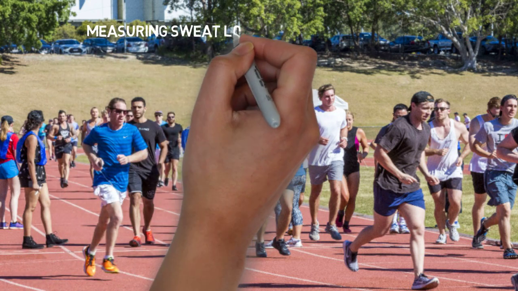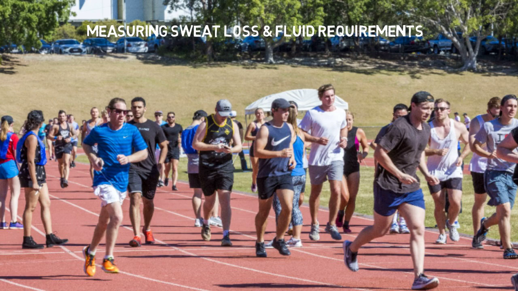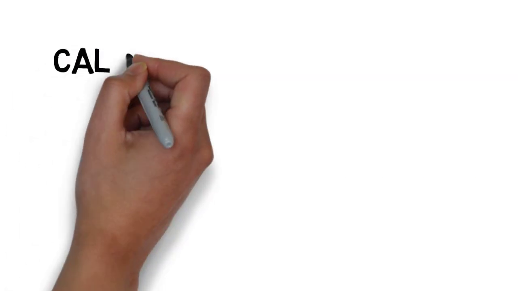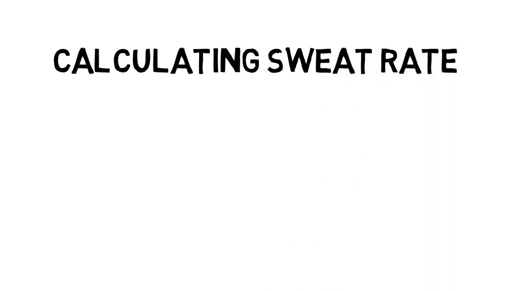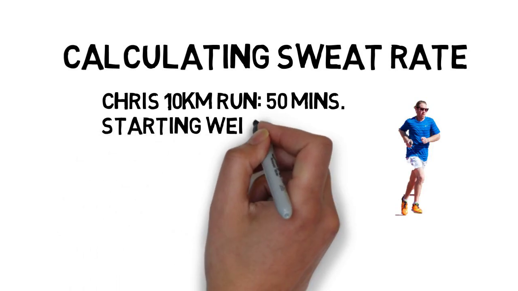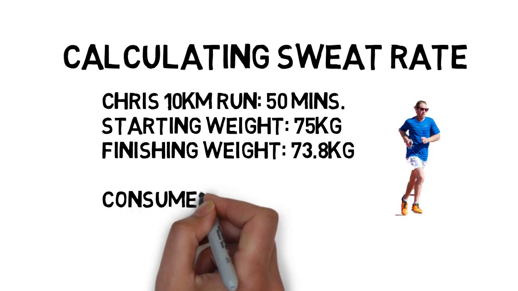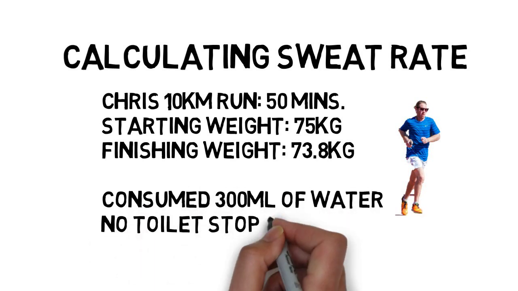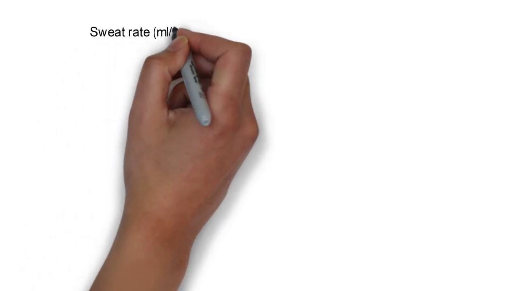This tutorial is designed to help you measure sweat losses and understand fluid requirements following exercise. The first calculation we're going to take you through is sweat rate. And we're going to use the example of Chris, who's just run 10 kilometres in 50 minutes. We weighed Chris before the run at 75 kilos and his finishing weight was 73.8 kilos. He consumed 300 mils of water during the run and there were no toilet stops.